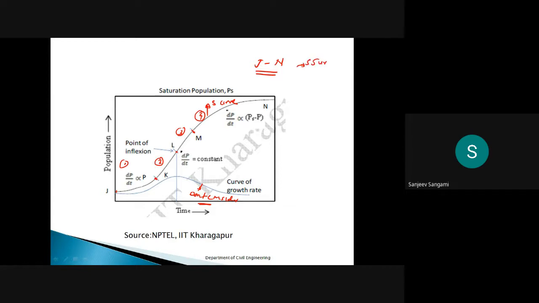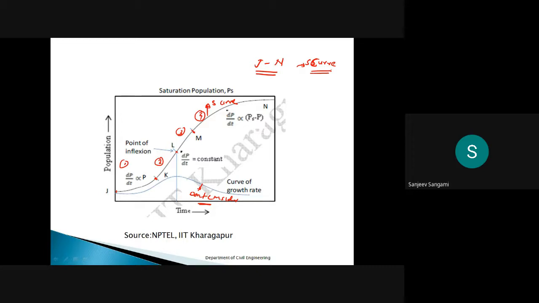It is an S curve. From J to N, it is an S curve. So then, how exactly will this growth happen? We can call this growth log-based or exponential growth, log base 10 or log base e growth. Log base 10 and log base e can be converted, which we'll see later.